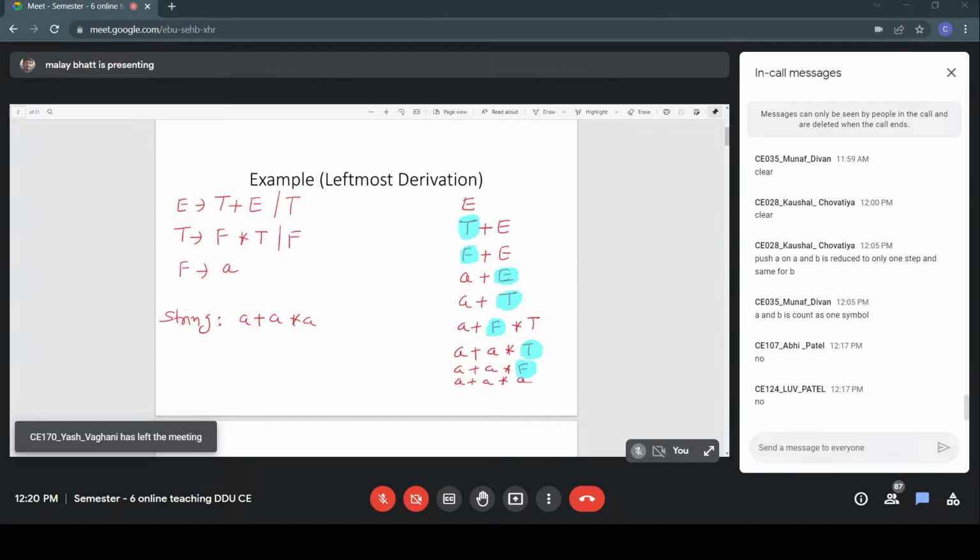Then we'll replace T with F into T, because our requirement is A into A. So now F will be the leftmost non-terminal, so I have to replace F with A. We'll get A plus A into T. We can apply only one step at a time. Then in A plus A into T, the last T is the leftmost non-terminal now, so we'll replace that T with F. So we'll get A plus A into A.